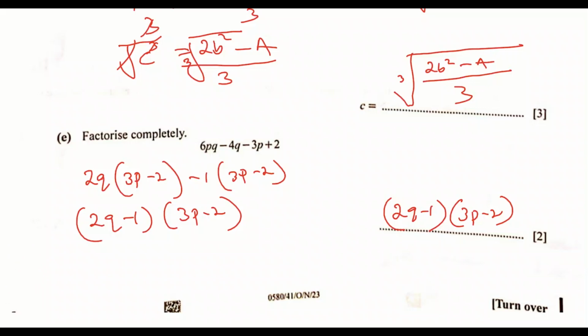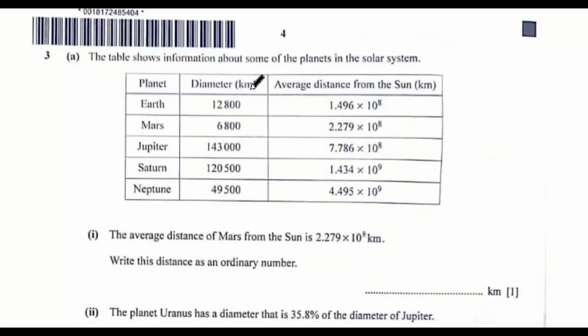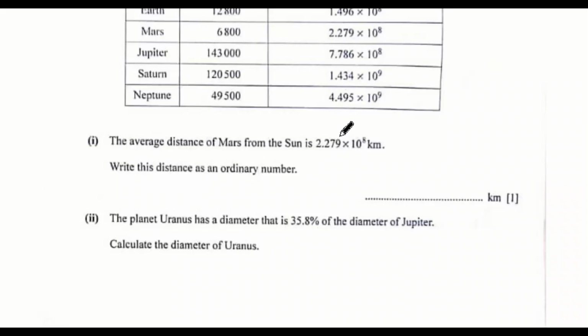That will be question 3. The table shows information about some of the planets in the solar system. Roman figure 1. The average distance of Mars from the Sun is 2.279 times 10 to the power of 8 kilometers. Write this distance as an ordinary number. So you just have to write out the standard form number, which is 2.279.